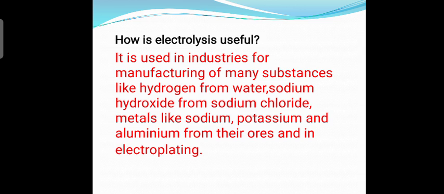How is electrolysis useful? It is used in industries for manufacturing of many substances like hydrogen from water, sodium hydroxide from sodium chloride, metals like sodium, potassium and aluminium from their ores, and electroplating.